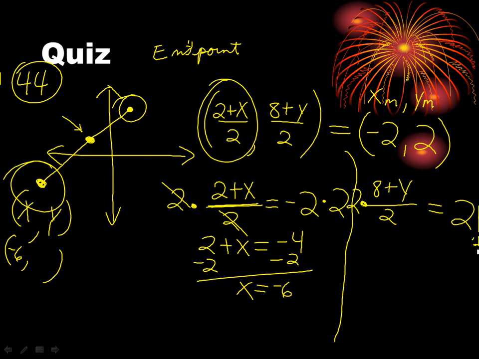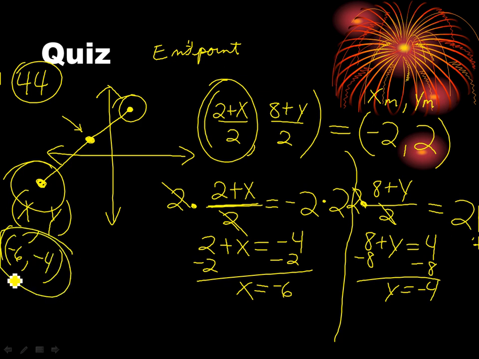I ran out of space over there. Can you see that's a 2? 8 plus y, these cancel out. What's 2 times 2? 4. Now what? Subtract 8. What's y equal? Negative 8. That's the ordered pair of that other endpoint that they didn't tell us.